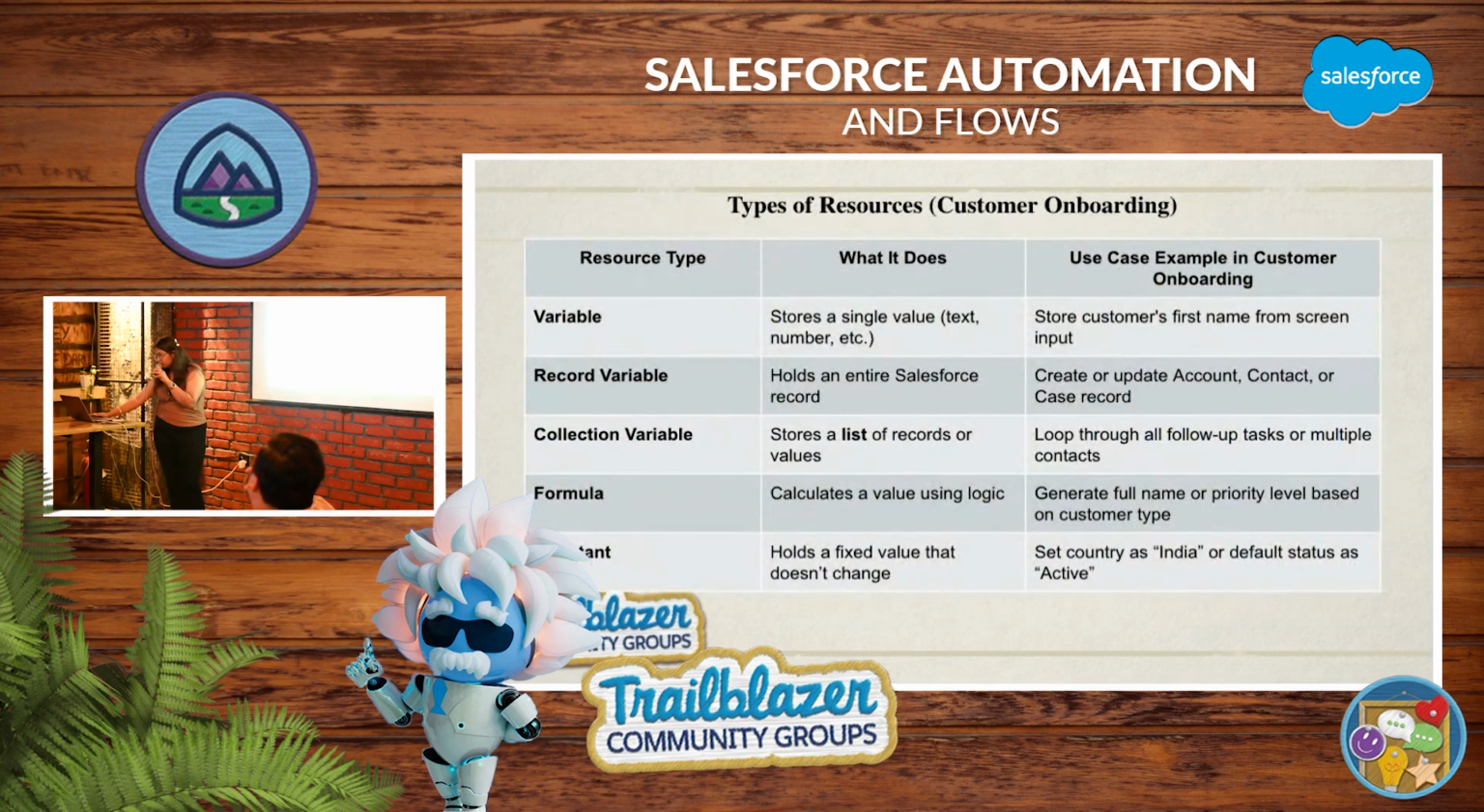Now there are some types of resources: variable, record variable, collection variable, formula, constant. A variable is just a normal holder storing a single value. We have a collection variable which stores multiple values, right? Then we have the record variable. Let's say I have the opportunity record. The opportunity record variable will have all the metadata, such as opportunity status, stage, name, X, Y, Z, and all the things that the entire opportunity record has.